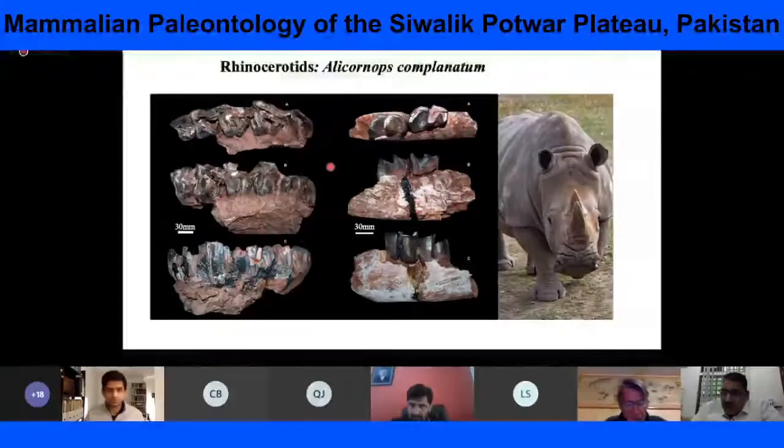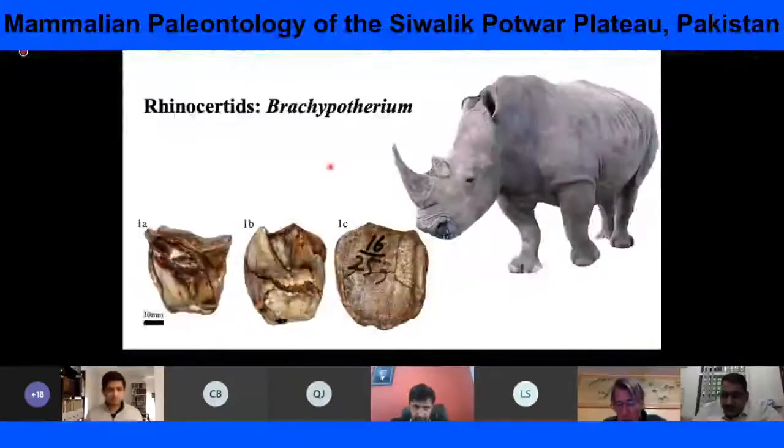Geraads has also mentioned the presence of Ceratotherium affinity Hispanotherium in the base of the Dhok Pathan formation. This one was the first occurrence of Hispanotherium from the Kamlial formation. Another large genus of rhinocerotid reported from the Kamlial formation is Brachypotherium.